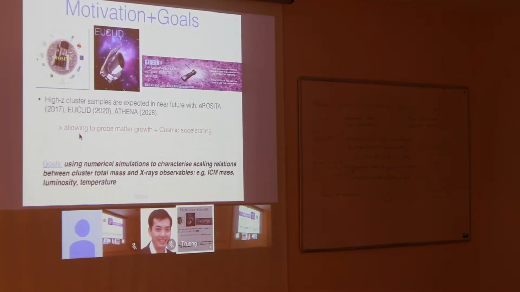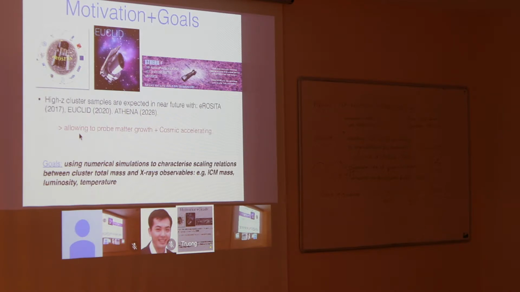And this kind of study is particularly relevant in the context that in the near future, we will have very large surveys of clusters, like eROSITA, which is supposed to be launched this year, but unfortunately, it has been delayed once again. And in 2020, we have Euclid, and others will talk a little bit about it. And for the long term, we will have the next generation X-ray observatory Athena, which has been approved by ESA. So in the future, we will have around 100,000 clusters up to very high redshift, like redshift 2.